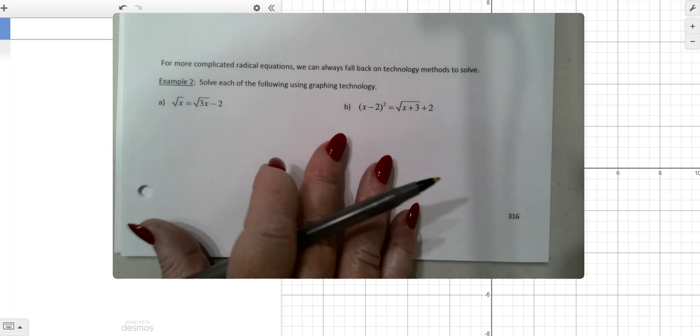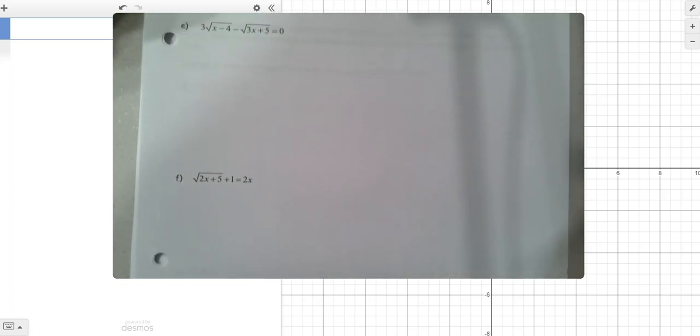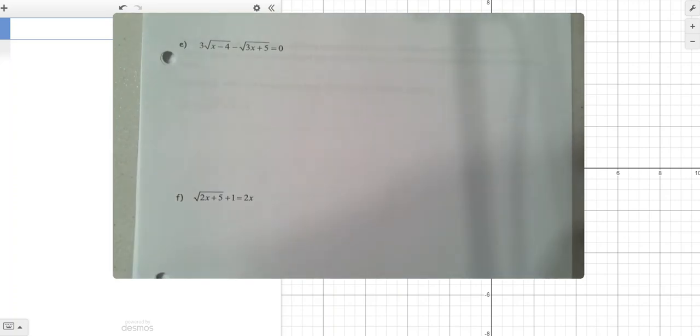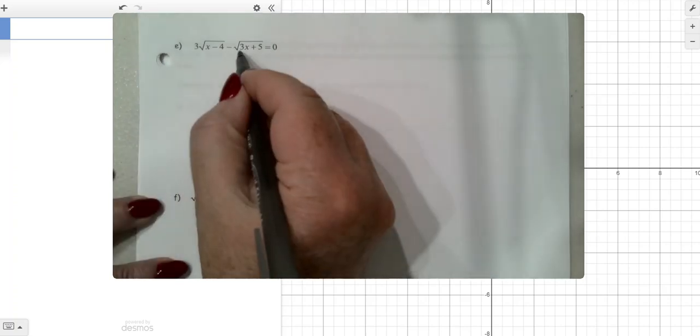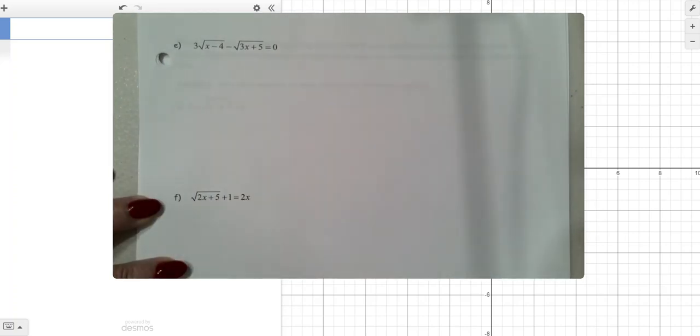All right. What about E? This time I've got 2 radicals in the problem. I obviously can't get both of them entirely by themselves, but I can at least separate them. So I'm going to go ahead and take this one that's negative and add it to move it to the other side.